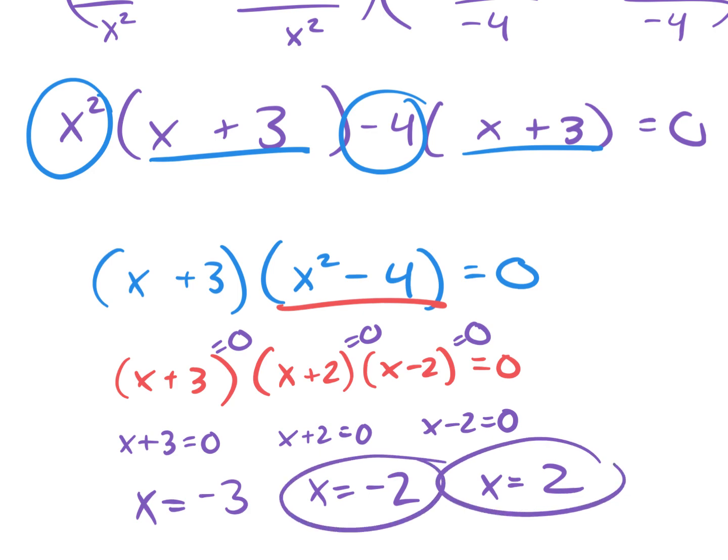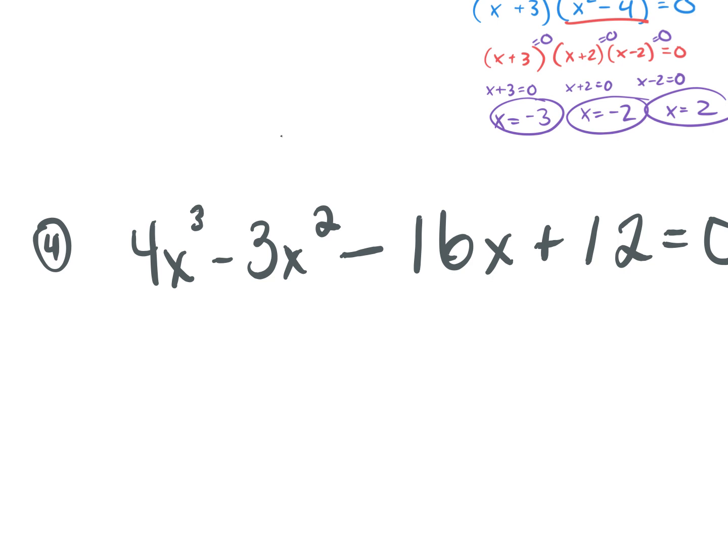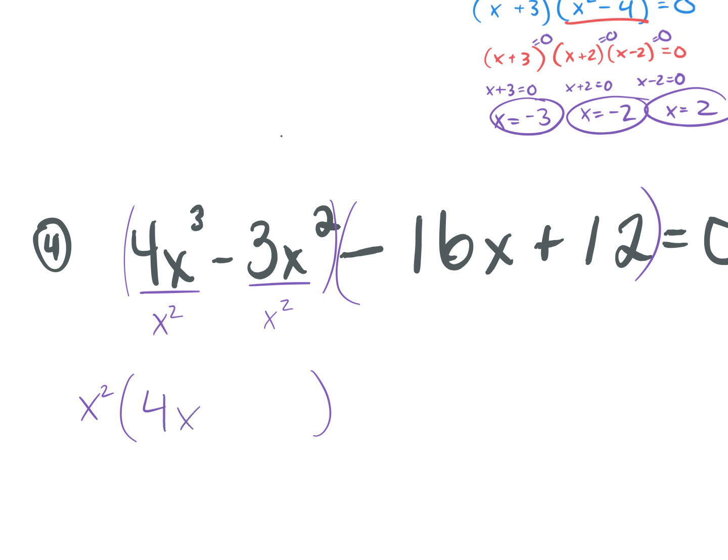All right, we have 4 terms here. What do we do? Group them. So take out the GCF of our first group. What's our GCF in the first group? X squared. What are we left with when we take out an x squared? 4x minus 3.